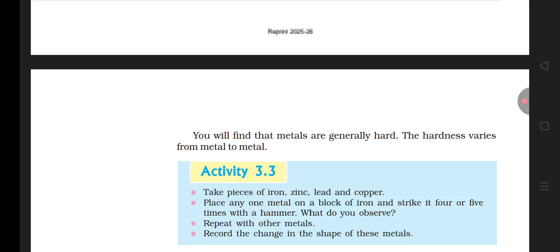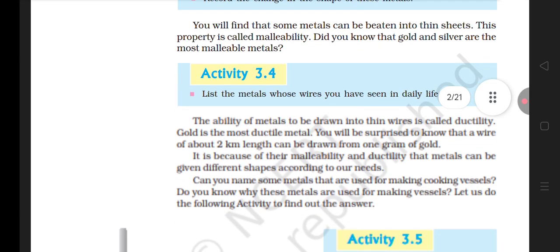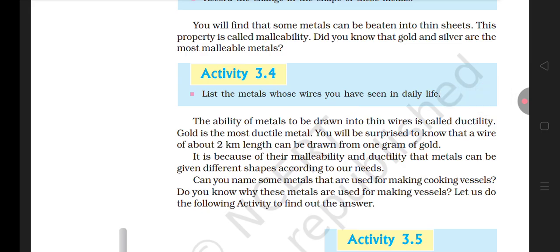Okay. Next is activity 3.4. List the metals whose wires you have seen in daily life. Now see, dear students, metals have one more very interesting property. This property is that metals can be converted into thin wires. The ability of metal to be drawn into thin wires is called ductility. So this is a property of metals, that they can be drawn into thin wires.